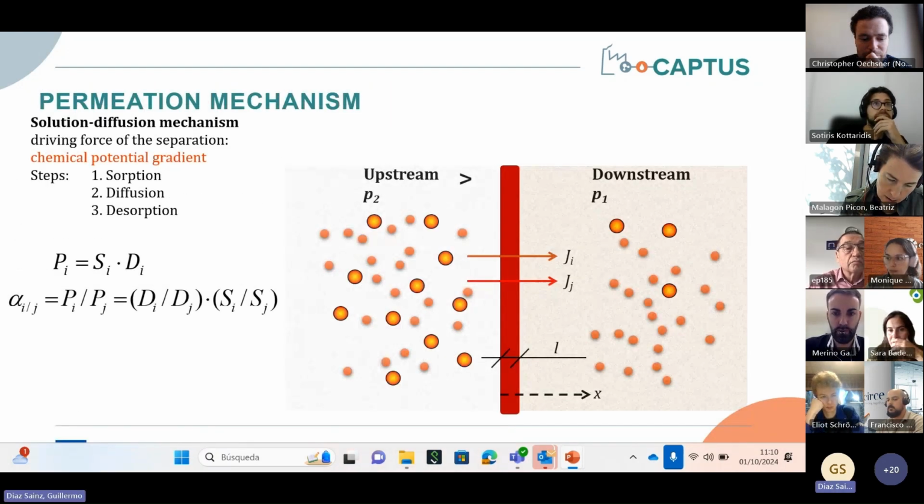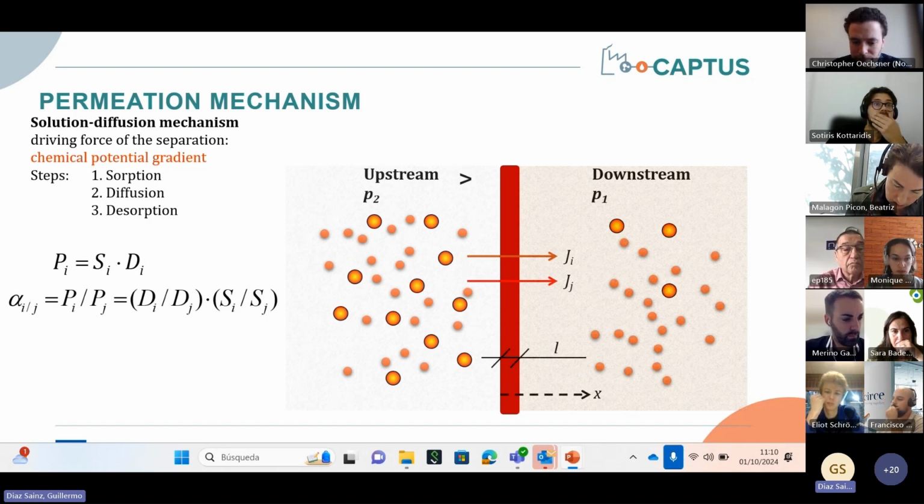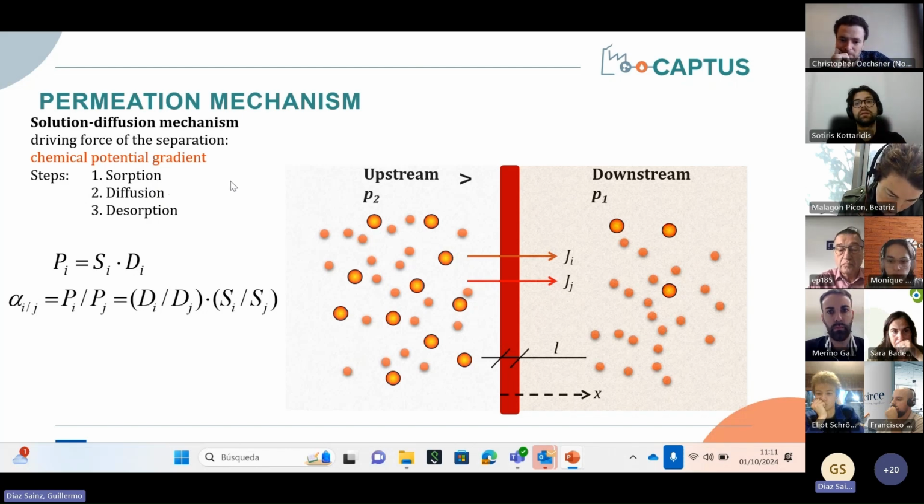What is the general concept about the permeation mechanism? Well, the basic concept that gives the selection of the appropriate membrane material for our application is that gas transport in non-porous dense membranes occurs via the solution-diffusion mechanism, which involves three main steps. First, the sorption of the gaseous penetrants at the upstream side of the membrane. Secondly, the diffusion of the penetrants across the membrane. And third, the desorption of the penetrants at the downstream side.